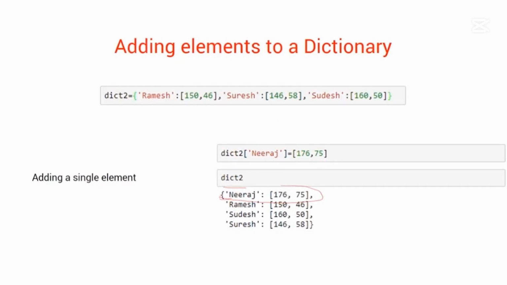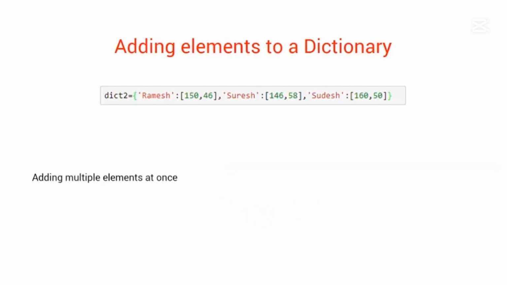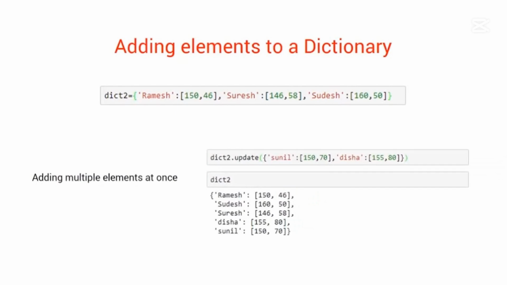Now what if we want to add multiple elements to a dictionary? We can also add multiple elements to a dictionary using the update function. So this update function takes a dictionary as an input. So for example, I can add two key value pairs, first Sunil and Disha, to this existing dictionary using the update function. And when I do so, these two values, Sunil and Disha, get added to the dictionary.